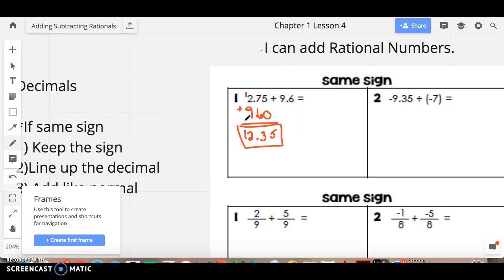That's how we add decimals with the same sign. Please give it a try right over here. Number 2. Do that on your own. I'll check it in class. Okay, I'm going to pause for a second and move the screen.